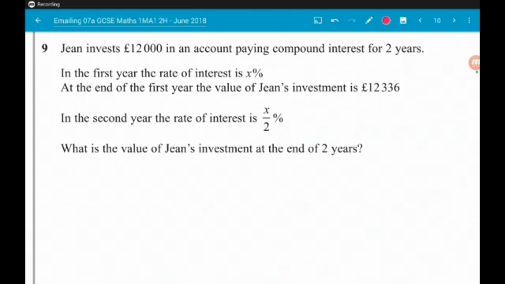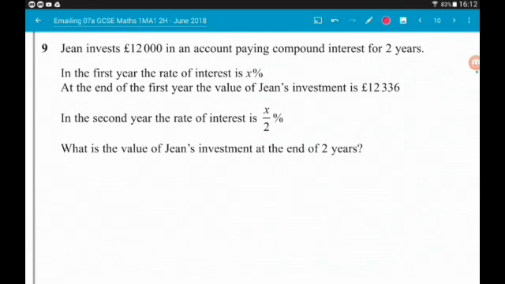Okay, question 9. Jean invests £12,500 in an account paying compound interest for 2 years. For the first year, the rate of interest is X%. At the end of the first year, her investment is worth £12,336. In the second year, the account pays X over 2% interest. We need to work out the value of Jean's investment after the 2 years.